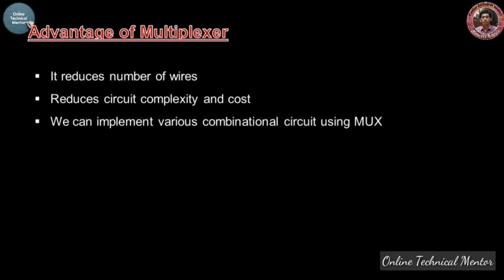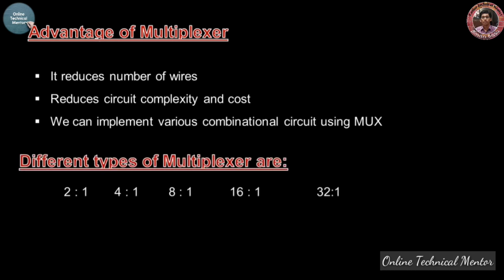Next, it reduces circuit complexity and cost. That means since the gates and wires decrease when we are using a multiplexer, obviously the complexity will be reduced and the cost is also reduced. We can implement various combinational circuits using a mux. You can implement any Boolean function with the mux circuit only.